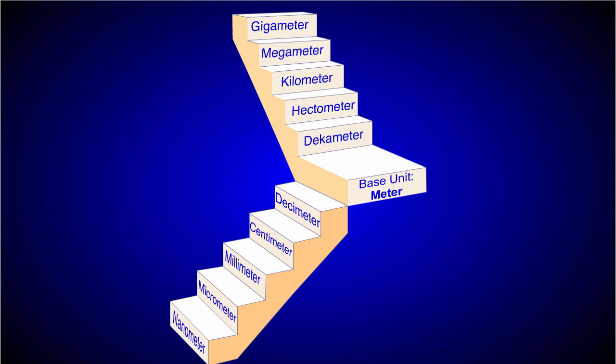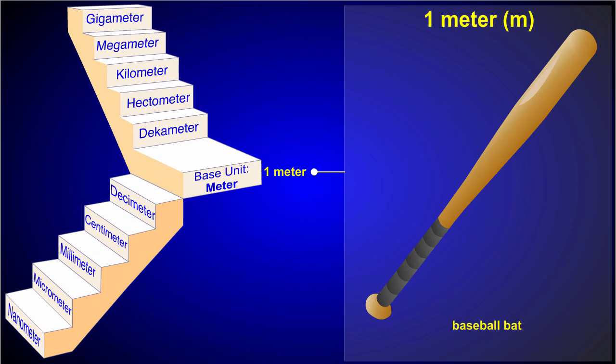Let's begin with the basic metric unit of length, the meter. A meter is slightly larger than a yardstick, or about the length of a baseball bat. In the lab, scientists often deal with units of length that are smaller than meters. So let's look at these smaller measurements next.